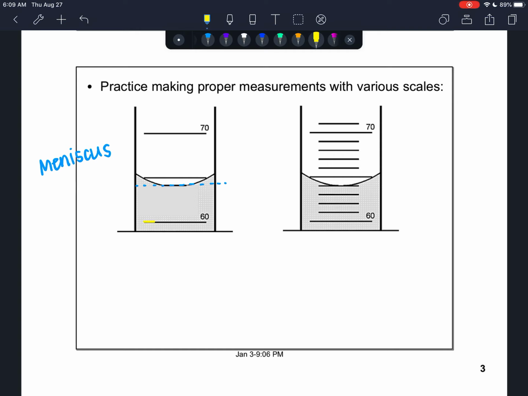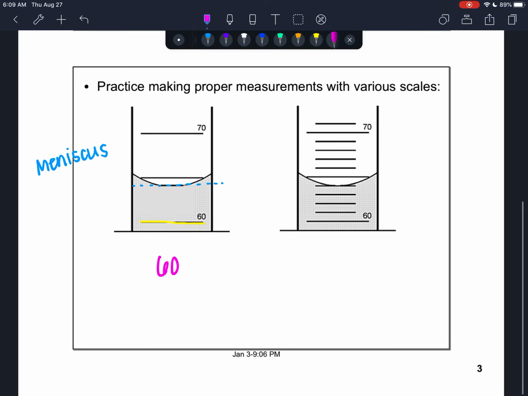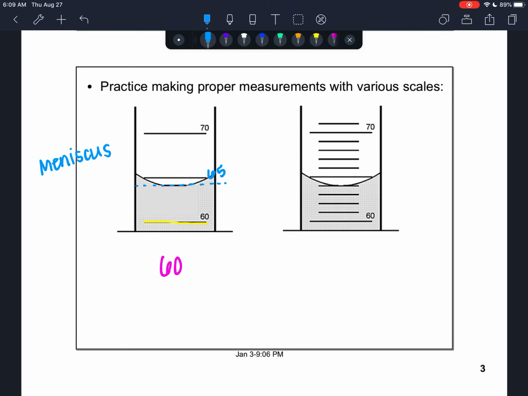So it looks like I know for certain that this measurement is 60. I know it's at least 60. But beyond that, I can't be sure. They gave me a halfway mark, but it's not a halfway. So I guess I would probably estimate that it's in between 60 and 70. So that halfway mark is what? This line is 65, so it's just not quite at 65. I guess I'd say 64. So I'm certain that it's 60, but I'm uncertain that it's 64 because I guess it could be 63. Let's try the next one.